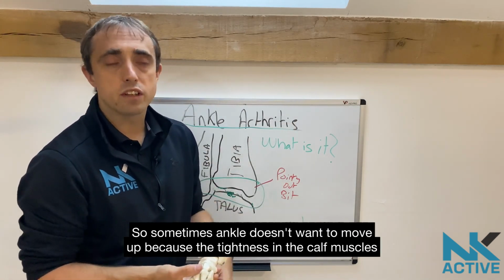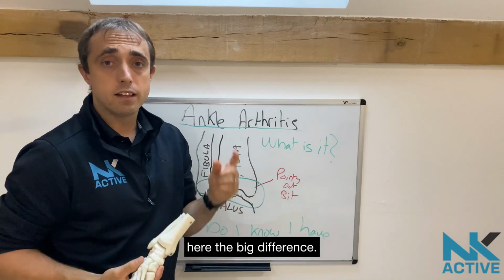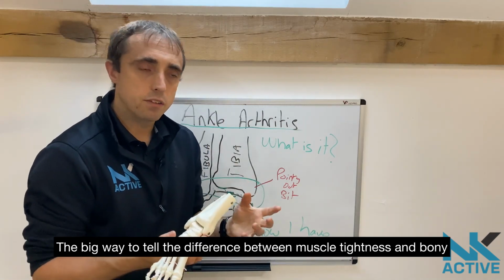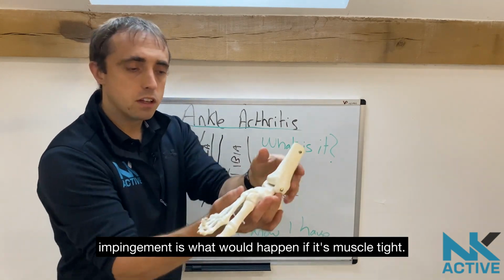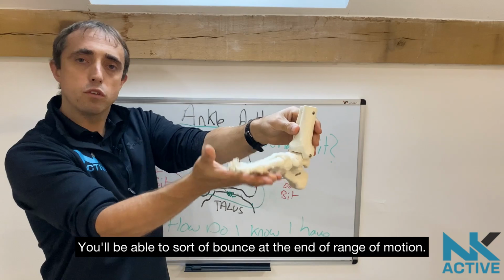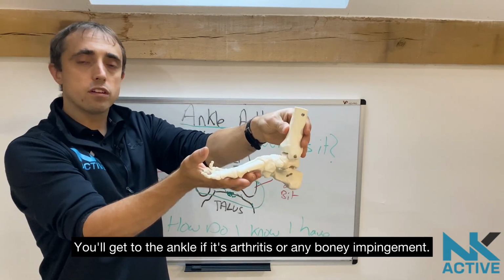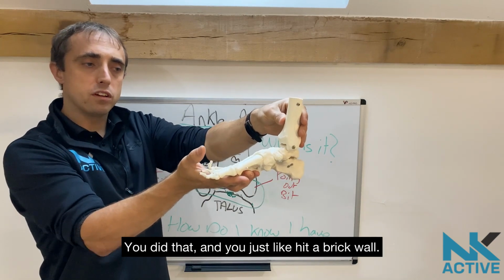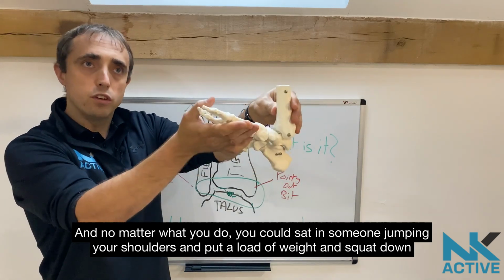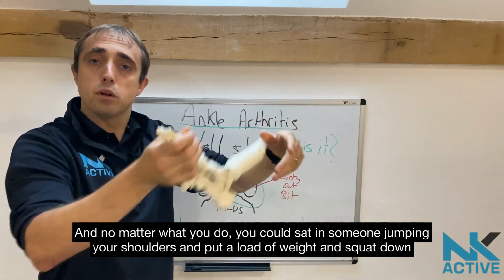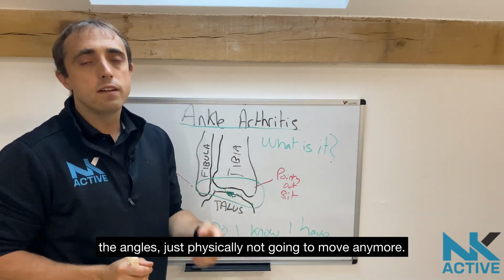So sometimes the ankle doesn't want to move because of tightness in the calf muscles here. The big way to tell the difference between muscle tightness and bony impingement is, if it's muscle tightness, you'll be able to sort of bounce at the end of range of motion. If it's arthritis or any bony impingement, you just hit a brick wall, and no matter what you do, you could have someone jump on your shoulders and put a load of weight on and squat down, the ankle's just physically not going to move anymore.